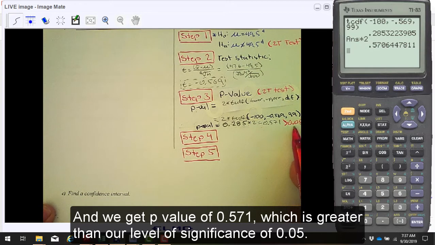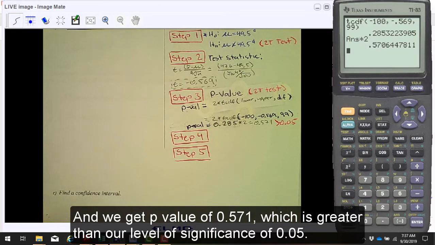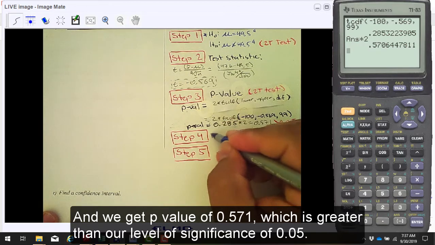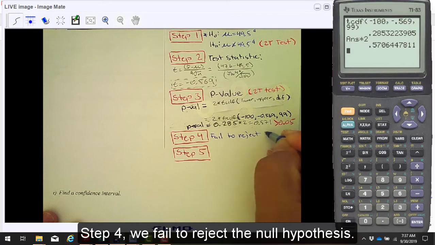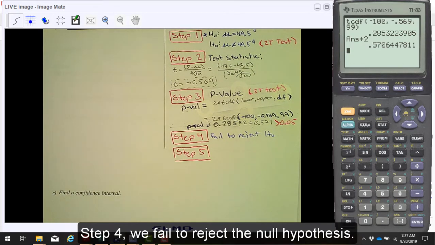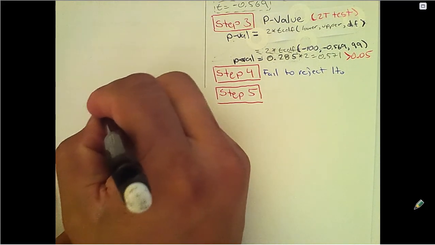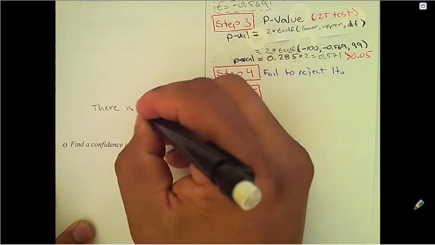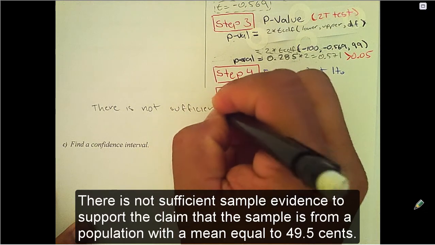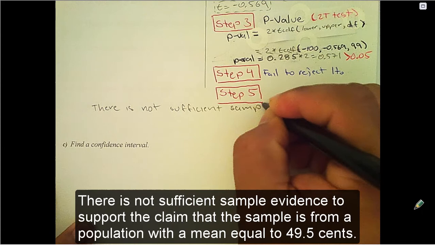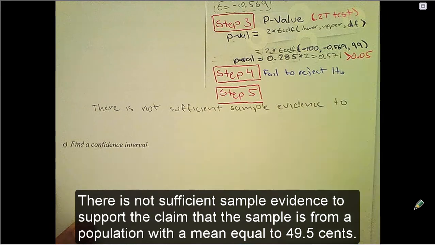And we get p-value of 0.571, which is greater than our level of significance of 0.05. Step 4, we fail to reject the null hypothesis. There is not sufficient sample evidence to support the claim that the sample is from a population with a mean equal to 49.5 cents.